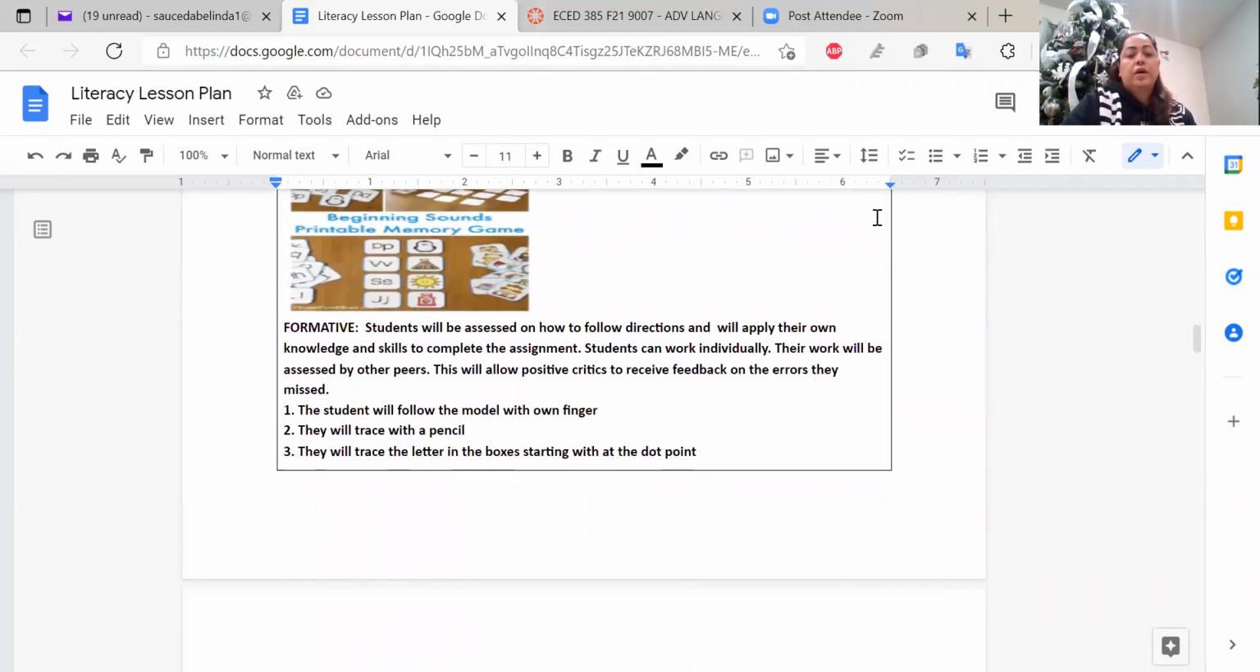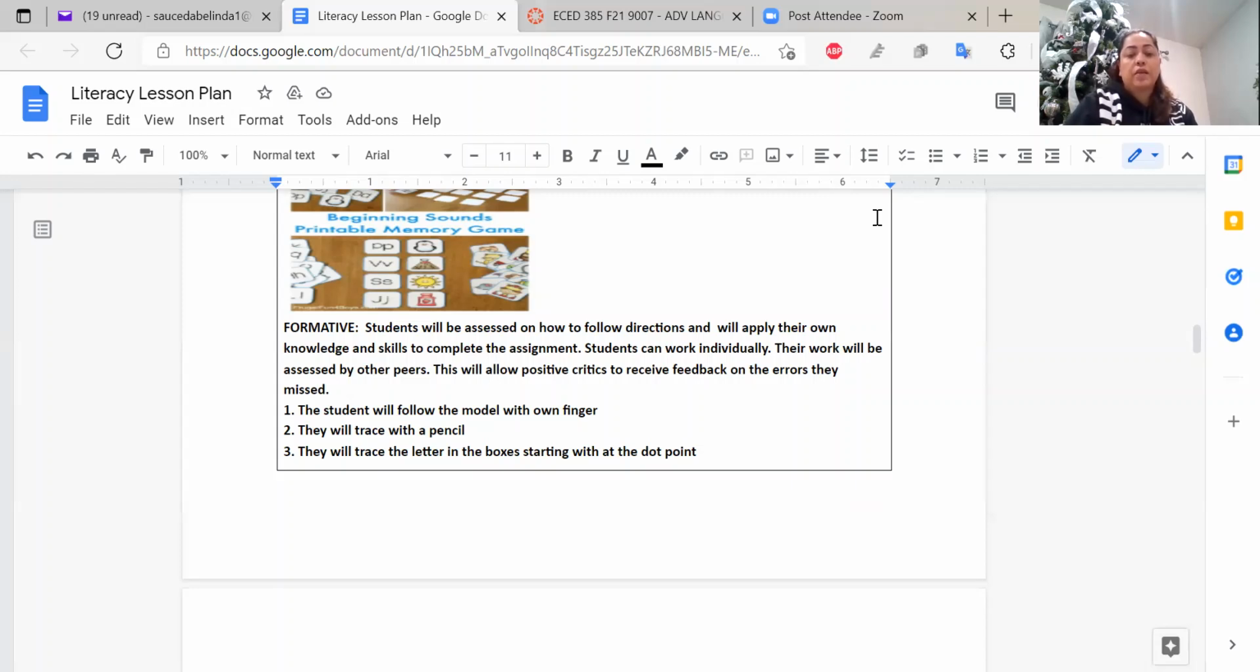In the formative, students will be assessed on how well they follow directions and will apply their own knowledge and skills to complete their assignments. Students can work individually. They can be assessed by their own peers. This will allow positive critiques, to receive feedback on errors they might miss. The student will also follow the model with their own finger, so they can follow along as they're reading. They can also use a pencil to trace.